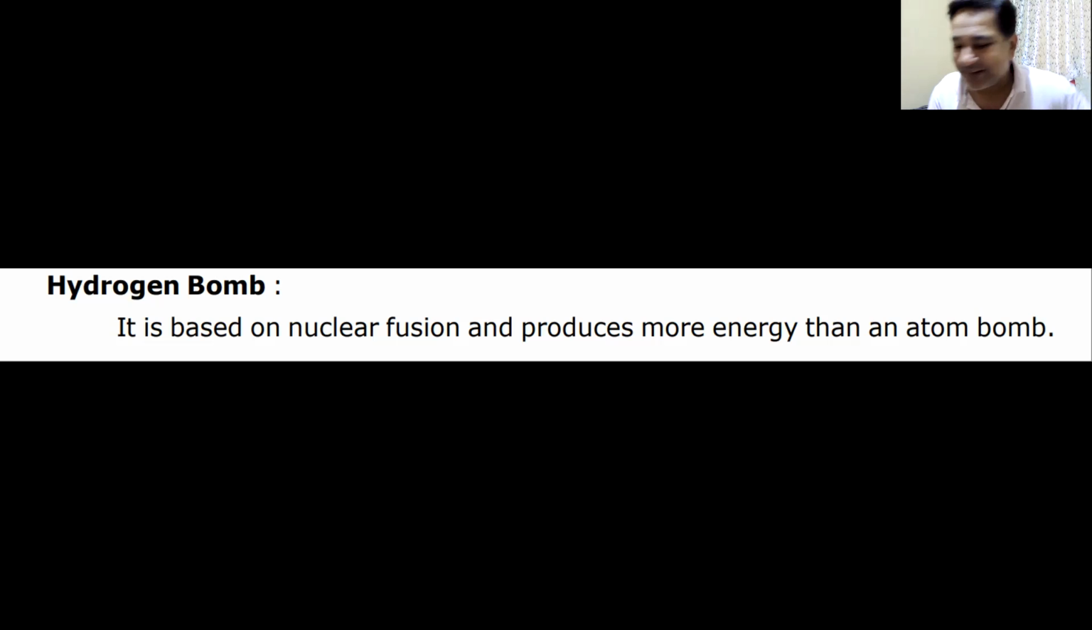We are not able to harness that energy, but we can have this counterpart of the atomic bomb, the atom bomb in fission. The counterpart is the hydrogen bomb. You can have a straightforward question which says the hydrogen bomb is based on which principle? And the correct answer is, it is based on nuclear fusion. Don't get confused between an atom bomb and a hydrogen bomb. I hope you will not get confused. Yes or no?